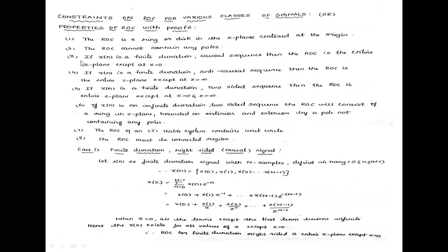Third one is right hand sided, a causal sequence. Fourth one is left hand sided, an anti-causal sequence. And fifth one here, if x of n is a finite duration, two-sided, then the ROC is the entire z plane except z is equal to 0 and z is equal to infinite. Got it, my dear students? Causal, anti-causal, and non-causal.